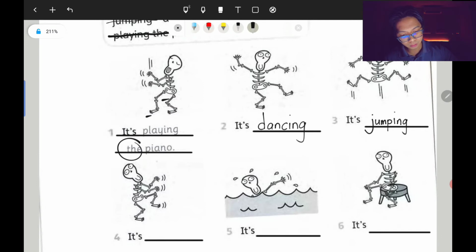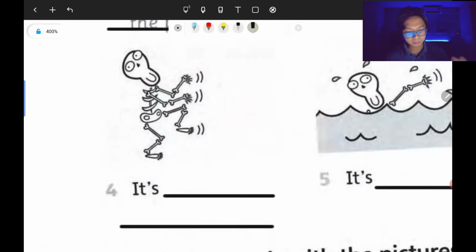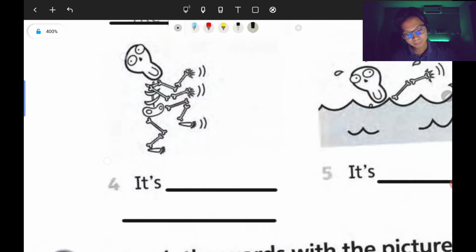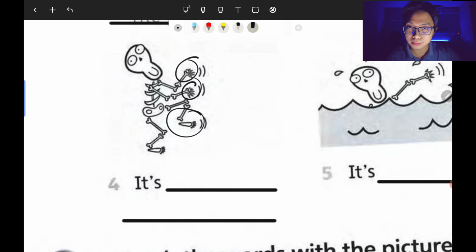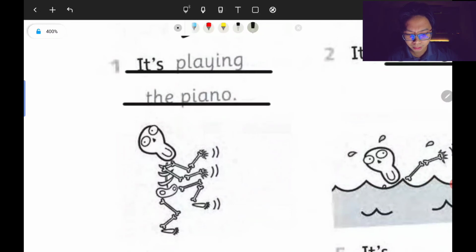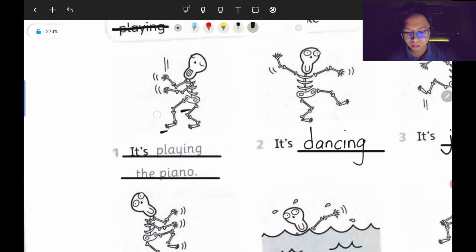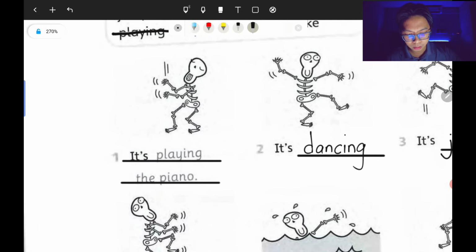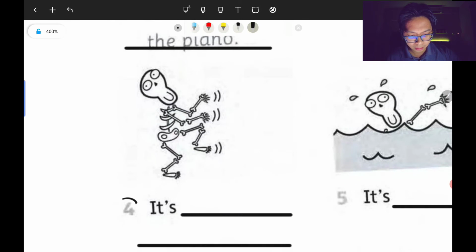Next, what do we have here? Number 4. 2 hands and another leg. Looks like playing piano, macam main piano, but one of the legs is moving. Salah satu kaki dia bergerak. So what's that action? This one tidak bergerak. Number 1, it's static, okay, tidak bergerak. But number 4, skeleton number 4, one of the legs is moving.